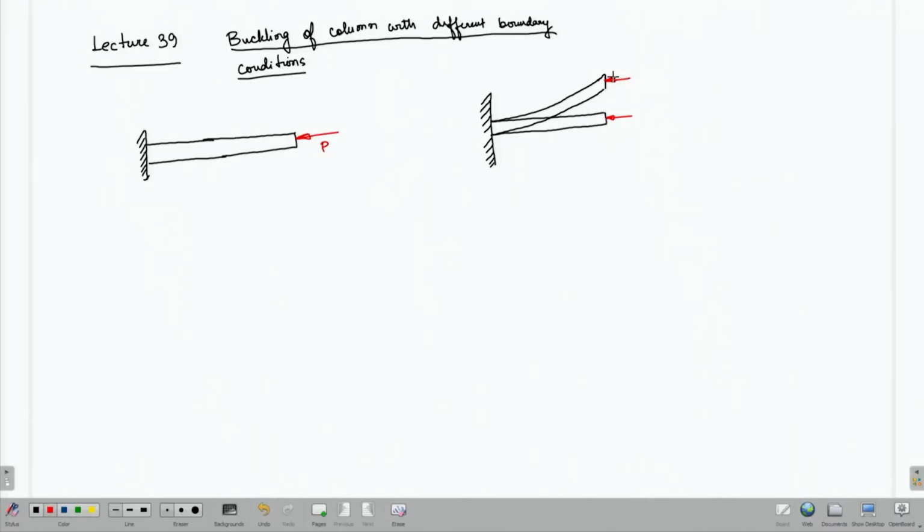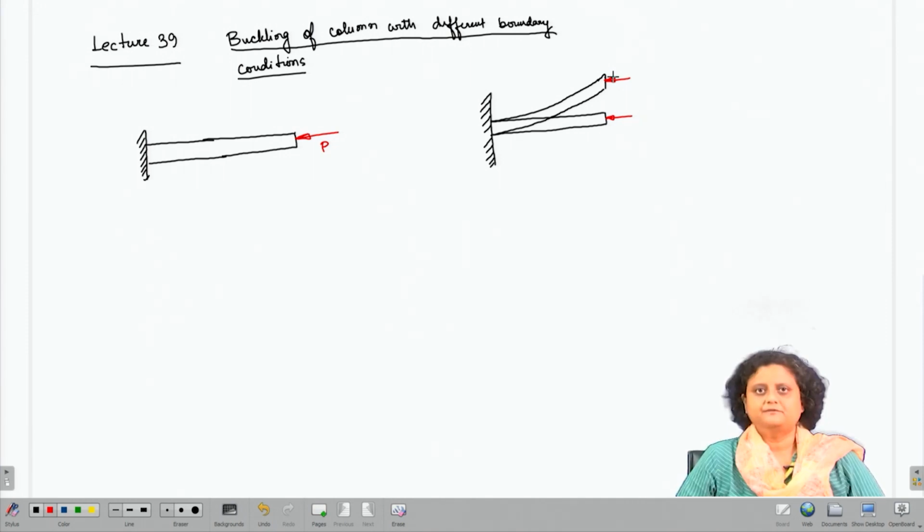Hello, welcome to lecture 39. Today we will be discussing buckling of columns with different boundary conditions. In the last lectures on buckling, we have mostly dealt with columns with pin end condition or pin boundary condition. In this lecture, we will see how to find the critical buckling load of columns with different boundary conditions.